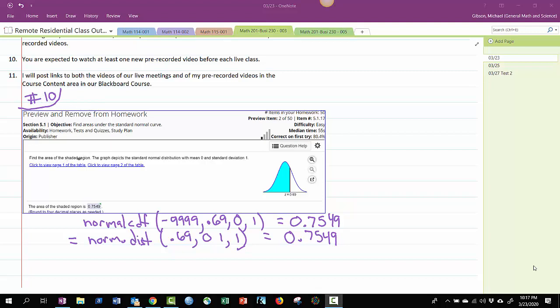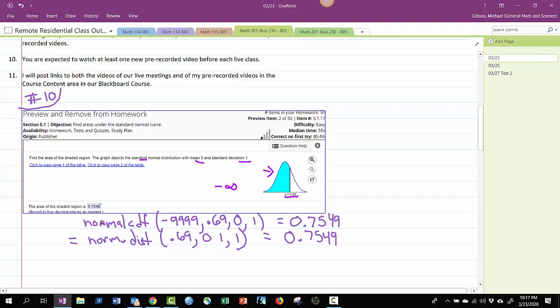Find the area of the shaded region. The graph depicts the standard normal distribution with mean 0, standard deviation 1. So they're kind of nice. They both tell us it's standard normal and they give us the mean and standard deviation. All right, well, the shaded region is this turquoise area right here, right? So this is the area that's less than z equals 0.69. There's a less than, right? There's no lower limit. If there was a lower limit, it'd be minus infinity, right?